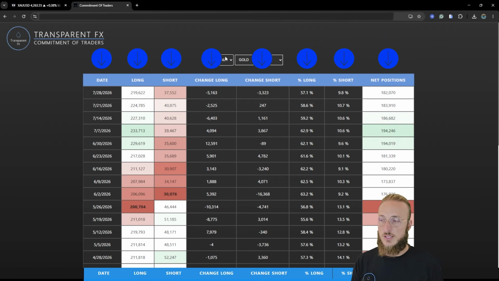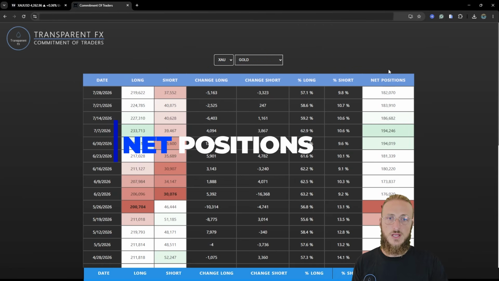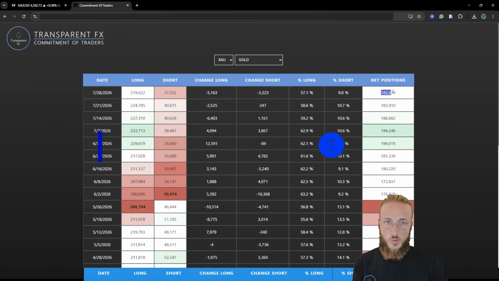Moving to the commitment of traders to see what institutions currently are doing, this data is already of gold against the USD because the data is already reported against the USD. And we can see how in the long term net positions have been increased, from 154K up to 182K. In the short term, we have seen a decrease. We went from 194K down to 182K.